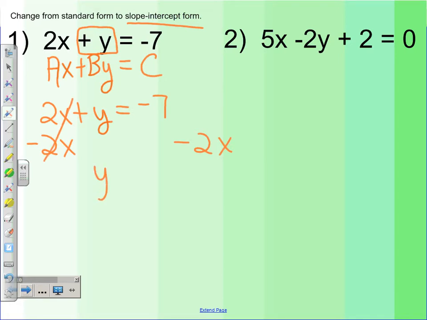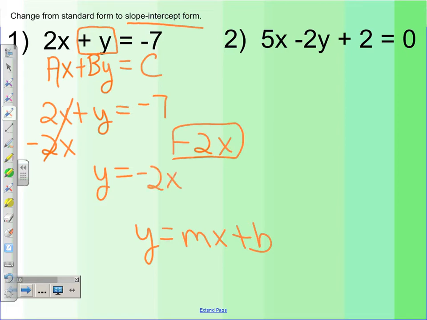So all that's left on the left is y. And I know when it's in the format y is equal to mx plus b, then my x term is up front. So I'm just going to go ahead and write -2x, and then remember that this is a -7, which would be my y-intercept.